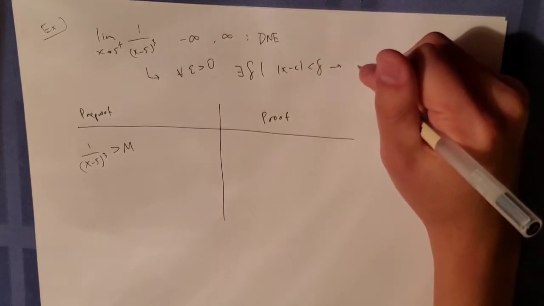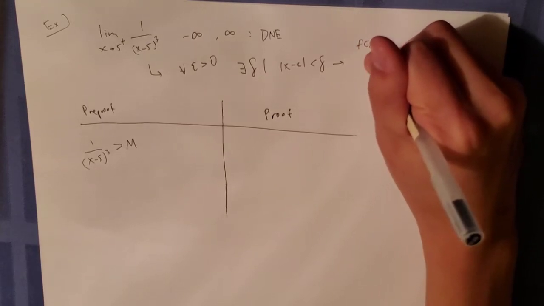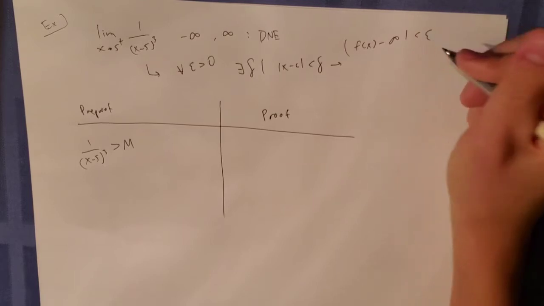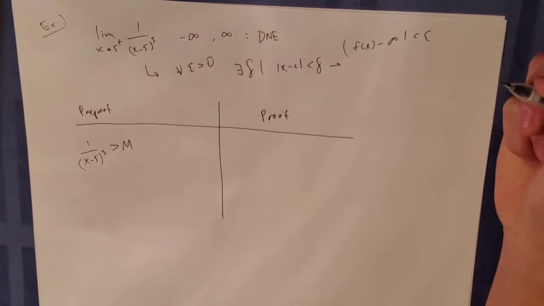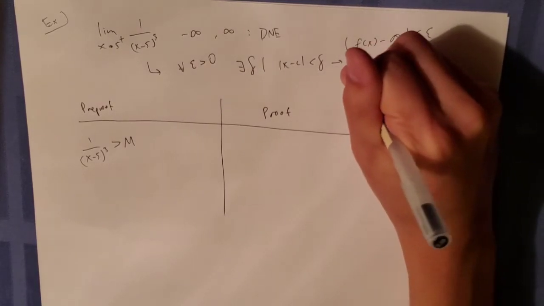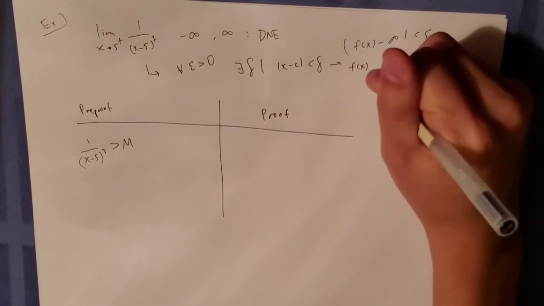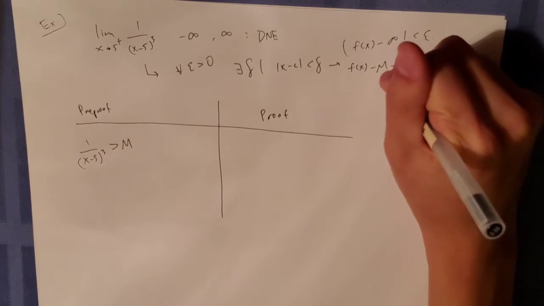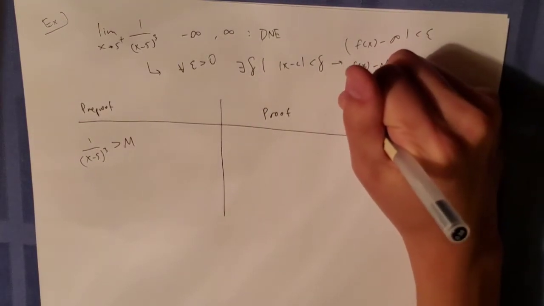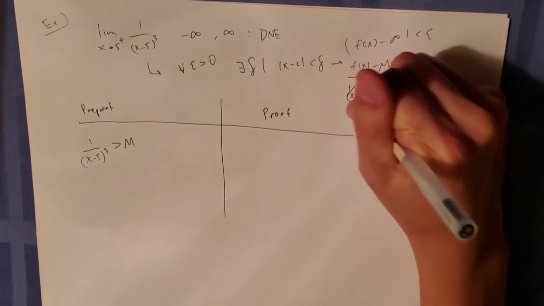well, now we don't have an f of x. We can't do f of x minus infinity is less than epsilon. That's what we would have done with our old epsilon delta proofs. But this time we're going to say f of x minus a really big number is greater than 0. Okay, and our f of x here is 1 over x minus 5 cubed.